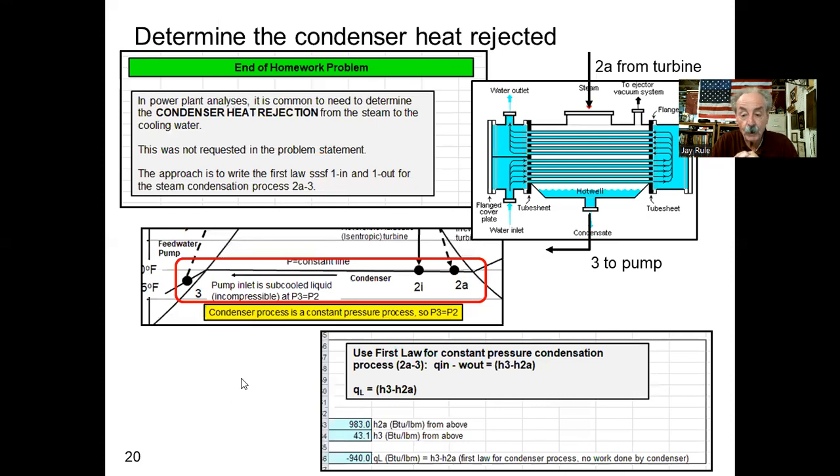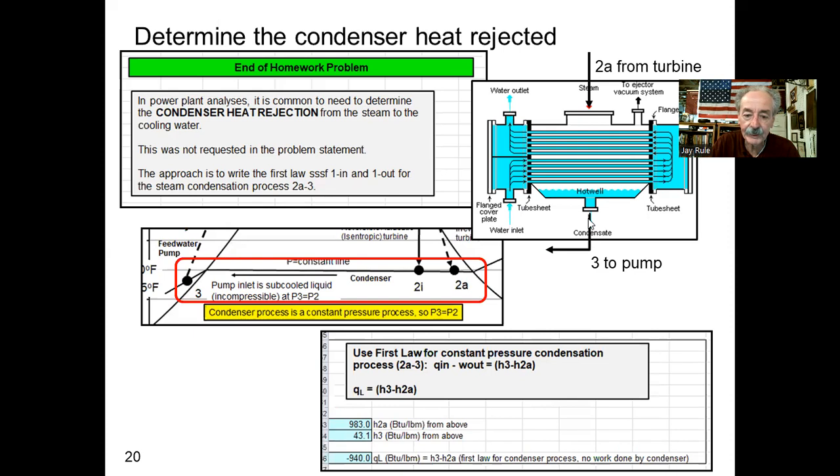Now that's the end of the homework problem, but I want to complete the analysis of the power plant for the purpose of this video. We've been working 41 minutes now to get all the homework questions answered. Let's do a little bit more. Let's analyze the condenser process. Remember, that's state 2A coming from the turbine, 2 actual. State 3 is going into the pump.